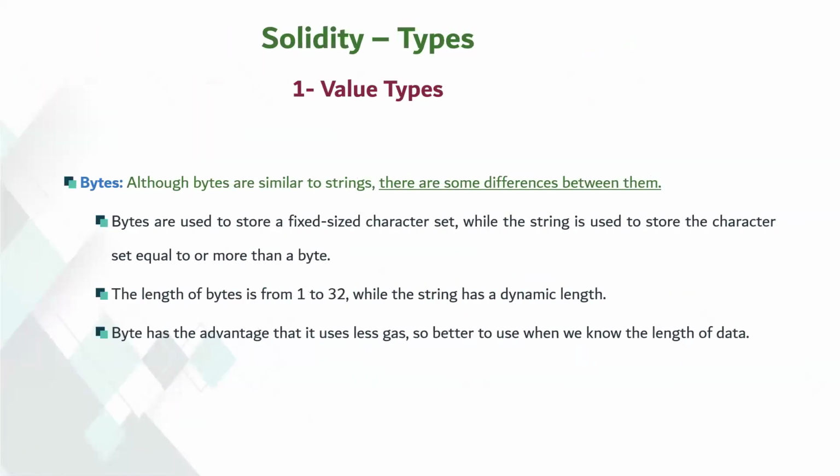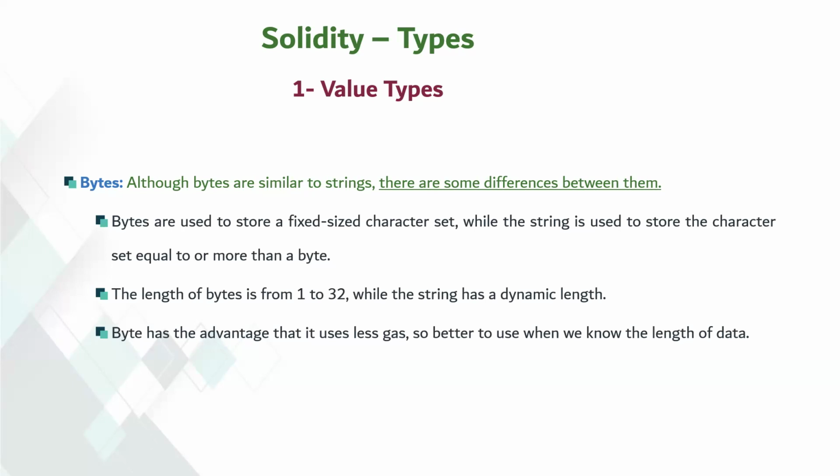Bytes store fixed size character sets, while a string, which we will talk about in the next slides, stores variable length character sets. Let's talk about bytes. Bytes in Solidity is considered a value type and is used to store fixed size character sets. It's similar to the string type, but there are some important differences.